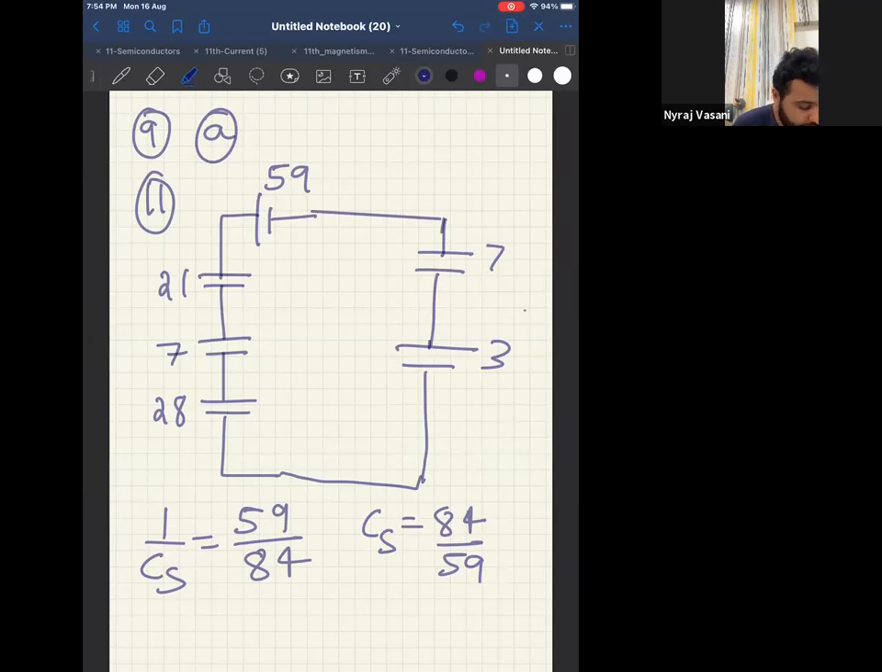Now look at plate A. Where is plate A? Check. That is 7 microfarad. Correct? Plate A is 7 microfarad. That is the plate A. Correct? Now tell me, how will you get that answer? I got the equivalent capacitance. In series, I got CS is equal to 84 by 59.